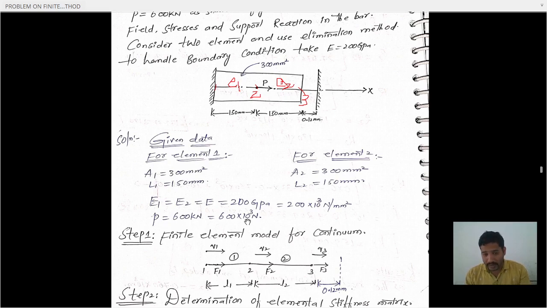1000 we are representing in the form of 10 power of 3 Newton. Okay, I hope no one is having any doubt. Step number 1 is the finite element model for a given continuum.